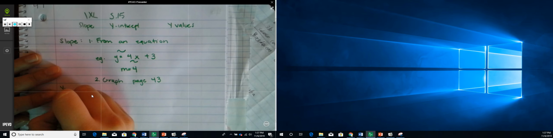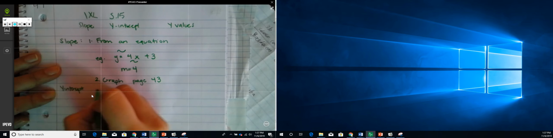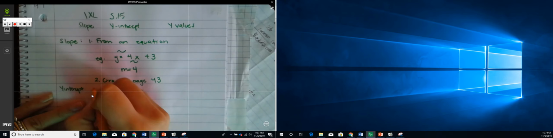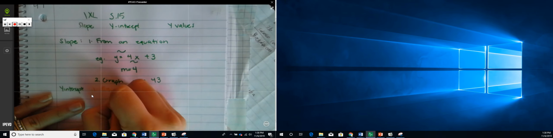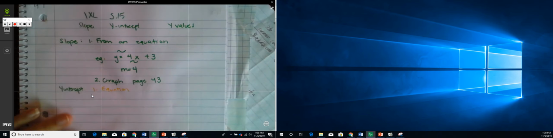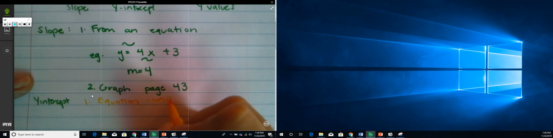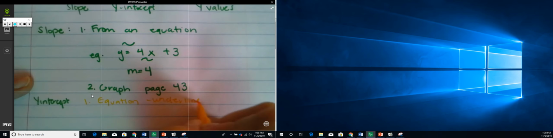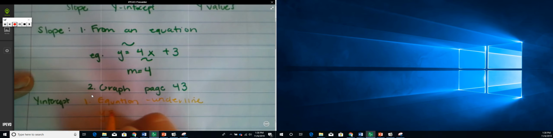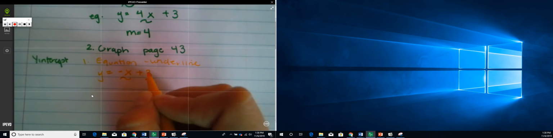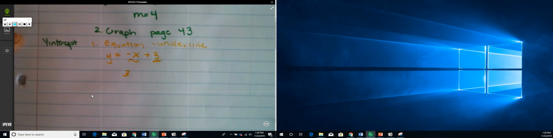For the y-intercept, the banana, from the equation, should have done this in yellow. From the equation, what you'll need to do, and you can always pause this video if I'm going too fast, it's the one that you underline, the one without x or y. So if we did negative x plus 3, this is the squiggly. It's a negative 1 would be your slope. This one does not have x or y, so your y-intercept would be 3. The answer would be y-intercept is 3.